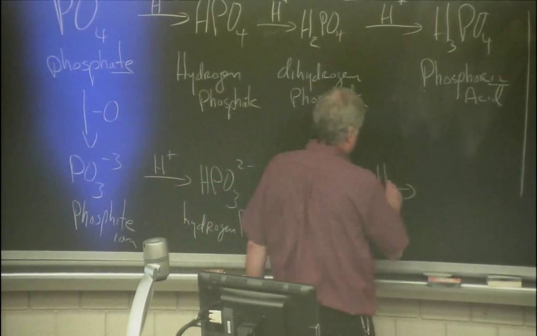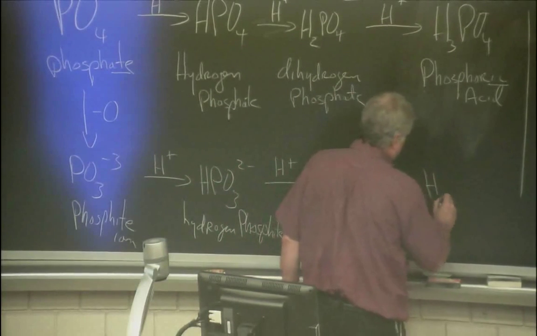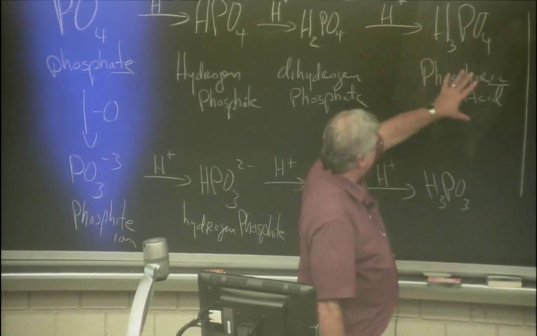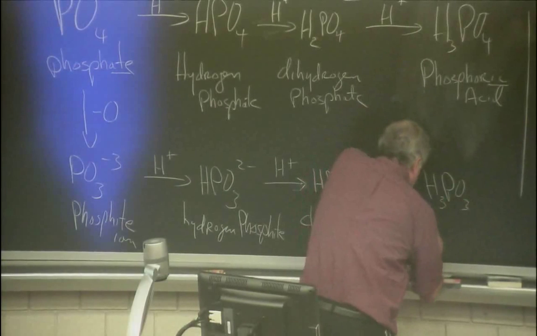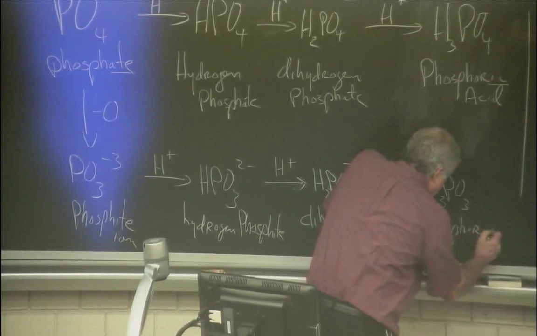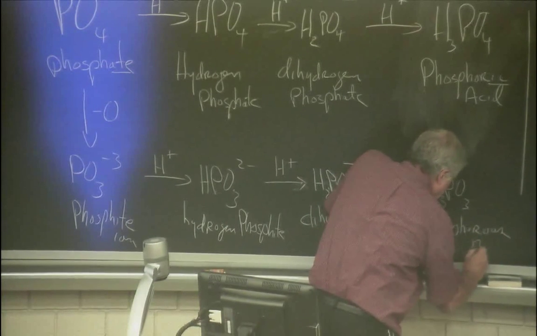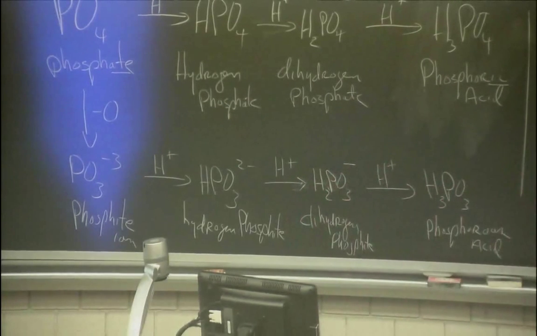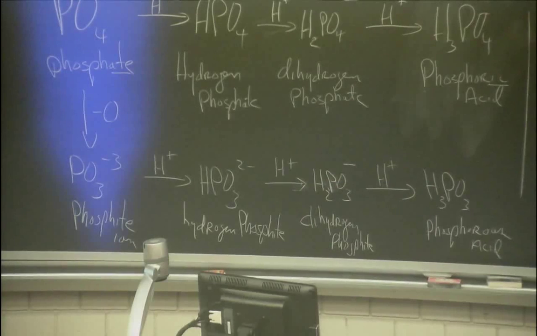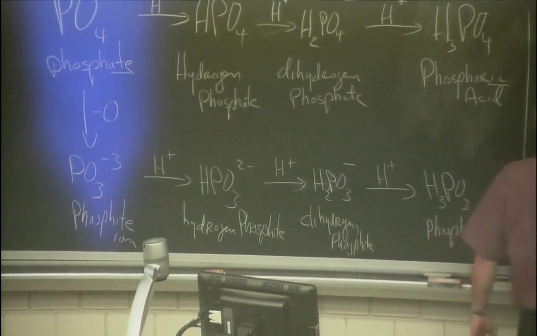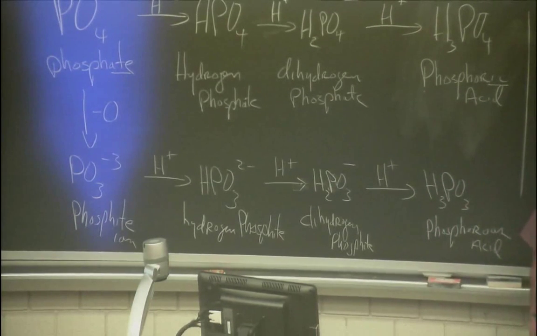Now the very last hydrogen is going to give us the full acid. And where we had phosphoric before, now with one less oxygen, it's called phosphorous acid. Okay, so the ATE endings go to ic acids. The ITE ions go to ous acids.